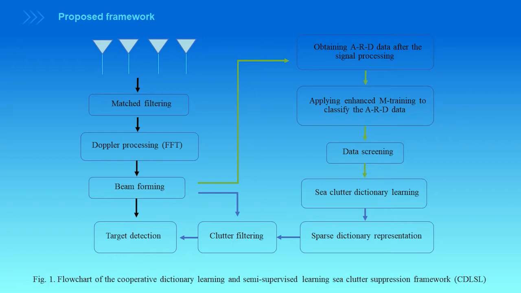Another approach, which is named semi-supervised learning, can improve the performance by applying the unlabeled samples to increase the quantity of the training samples. To complement dictionary learning and semi-supervised learning for each other, the proposed framework applies the enhanced M-training algorithm with different classifiers, sparse representation, and dictionary learning to detect the targets and sea clutter in the high-frequency surface wave radar system.